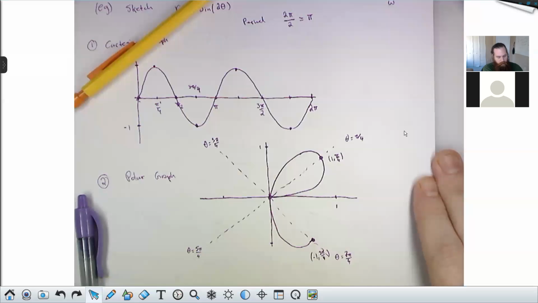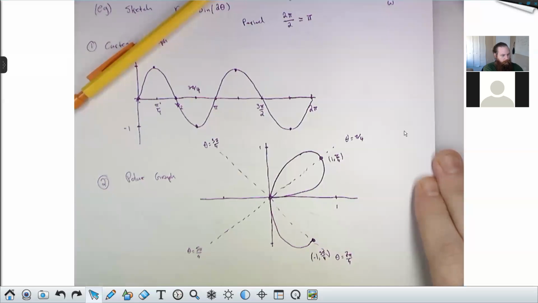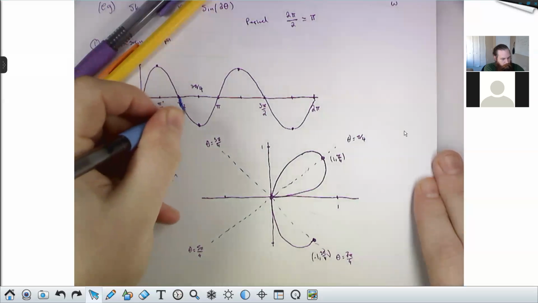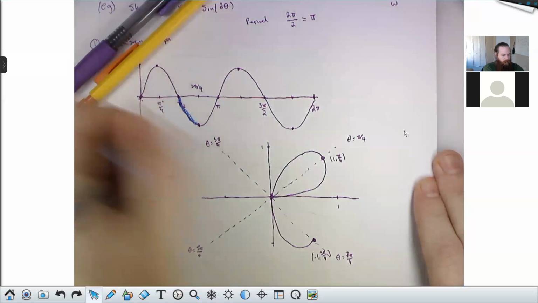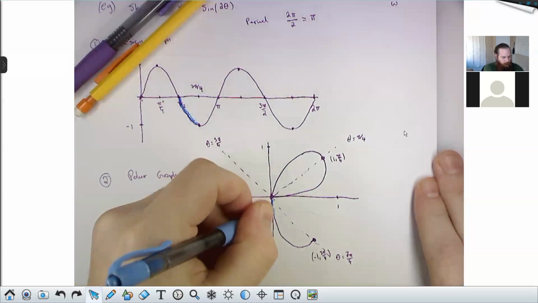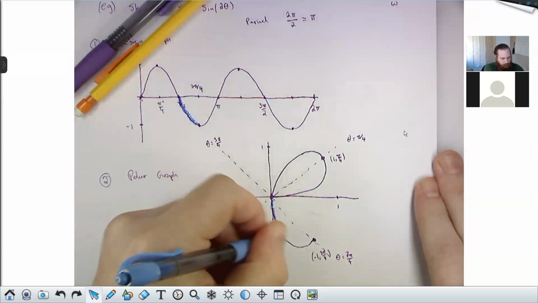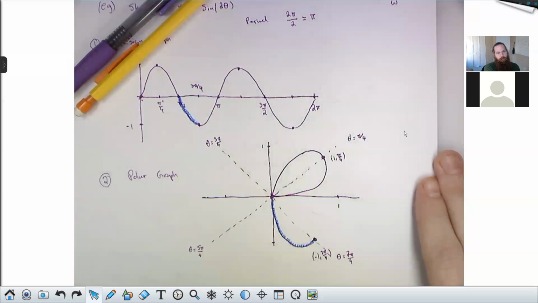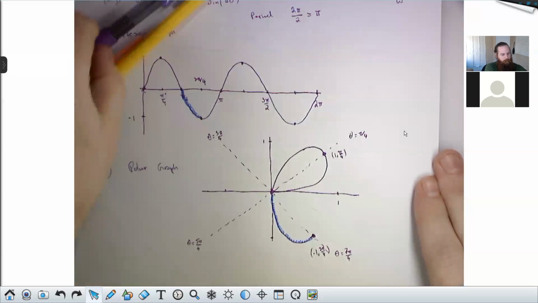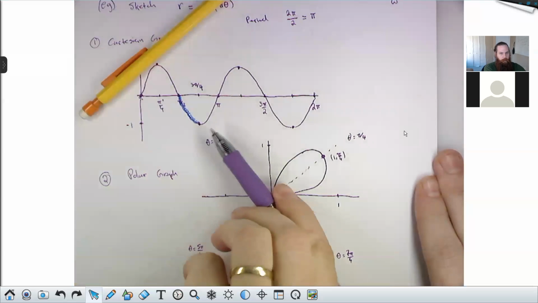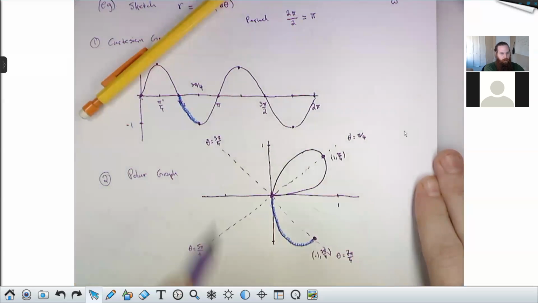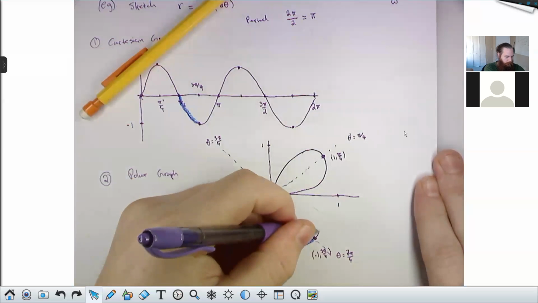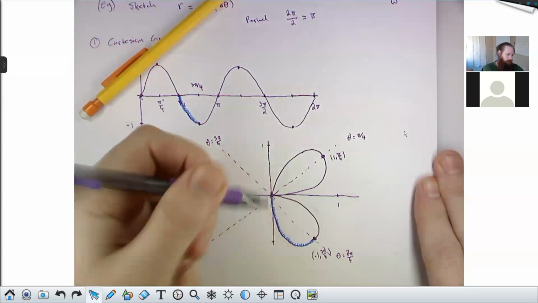So if you want to, you can add some color here in a way that may be helpful. I like to color a region of this graph and color the corresponding bit over here to help us see which part of the graph comes from which part of the rectangular graph. Now, as we rotate past 3 pi over 4 towards pi, r starts to come back in. That's going to correspond to this.